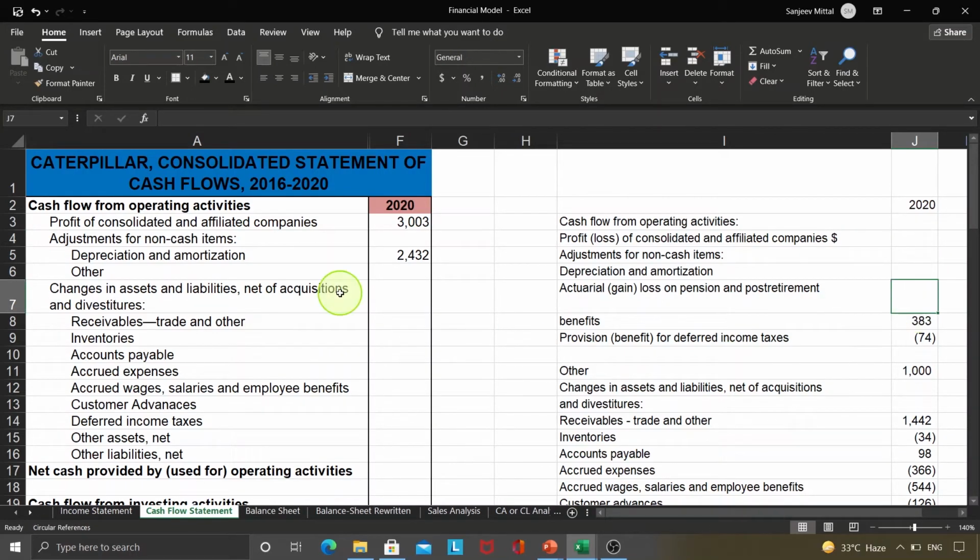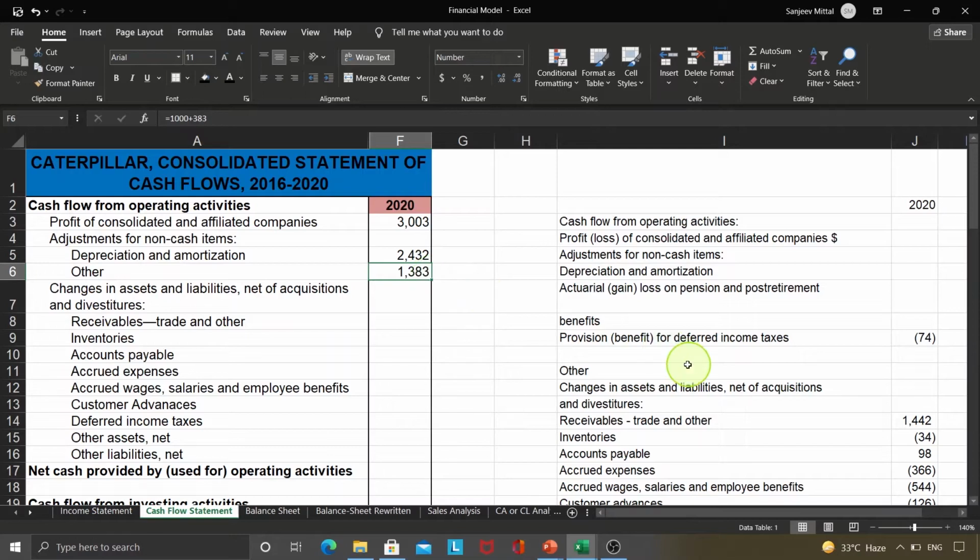And after that, if we go to the others column, I have used two different numbers, if you can see. One is 1000 and another is 383. So this 383 belongs to actuarial gain and losses, which I have used in others, and this 1000 belongs to other cash flows, which needs to be added. So if I delete both of them, I have shown simply a total of both of those numbers as 1000 plus 383, which comes to 1383.